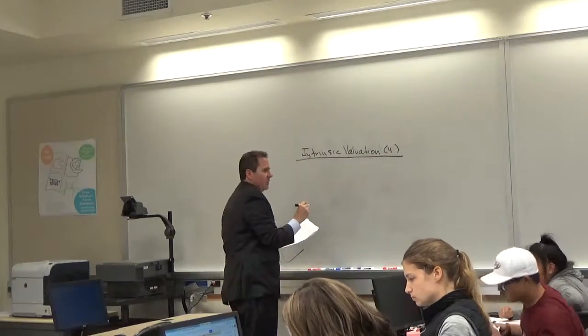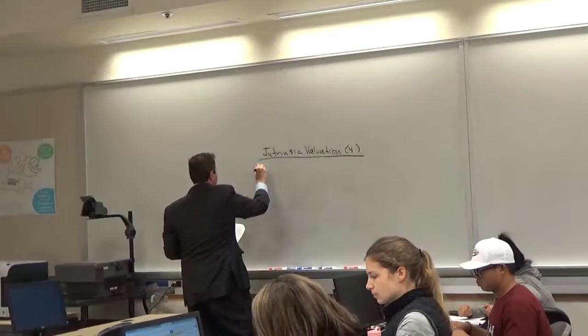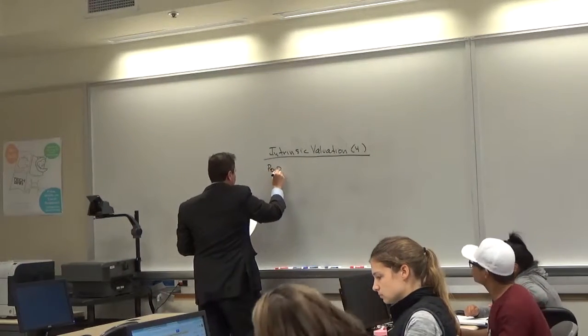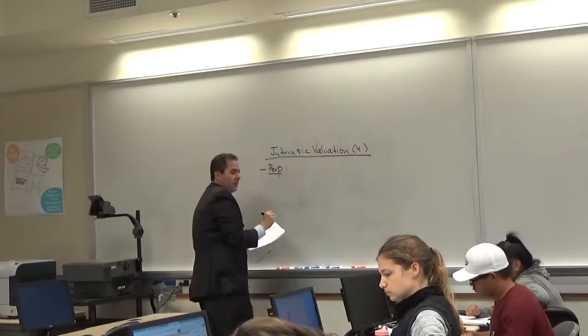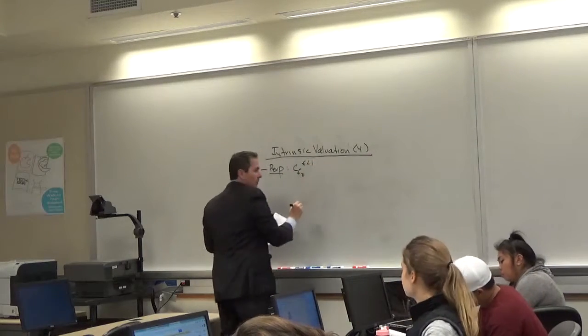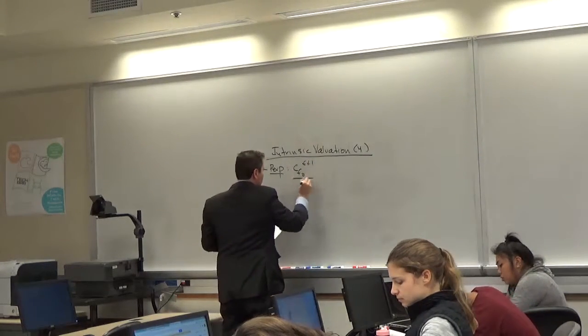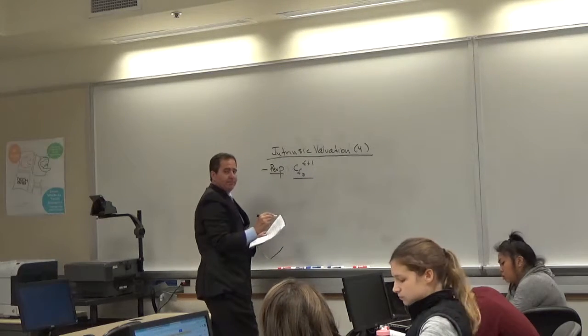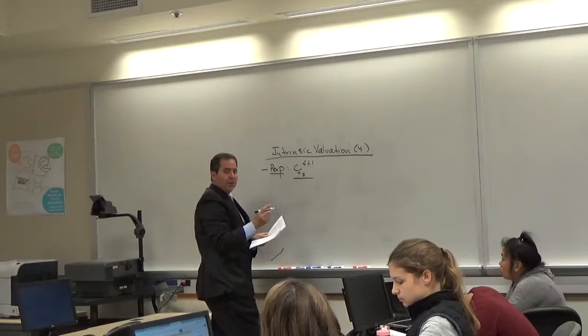The first one we use is what? Perpetuity. And how do you calculate that? Just cash flows, t plus one, over i. Over i? Over i. Okay.